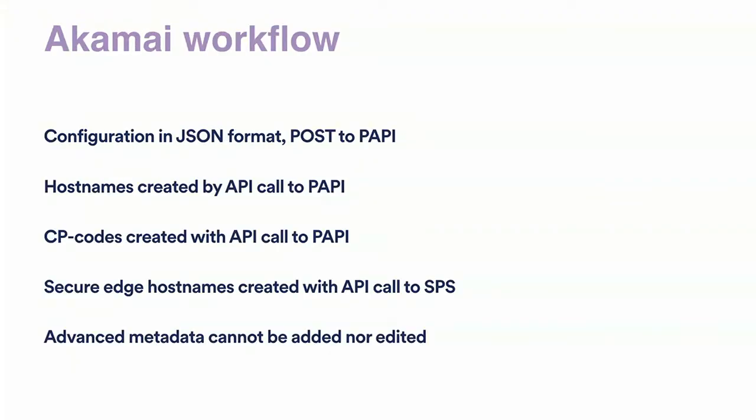Things we figured out while playing around with APIs include the following. Configuration is fetched in JSON format and also posted in JSON format to the API endpoint called PAPI, but I like to call it PAPI. Host names are created with its own API call to PAPI. CP codes are generated with an API call to PAPI. Secure edge host names need to be created with an API call to something else called SPS. You can then link this secure edge hostname to a hostname in PAPI with the secure flag set to true.